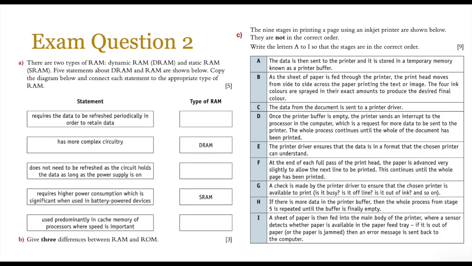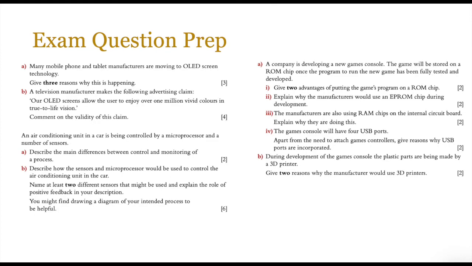Okay, the next set of questions are all about the previous topics. So we looked at RAM and ROM. We looked at how printing works. So these questions are related to that. Make sure you go through these as well, just to review what you know. And the final set of questions are all about OLED, microprocessors and control systems, ROM and RAM, and 3D printers. So it's an ideal opportunity for you to review what we've covered so far.